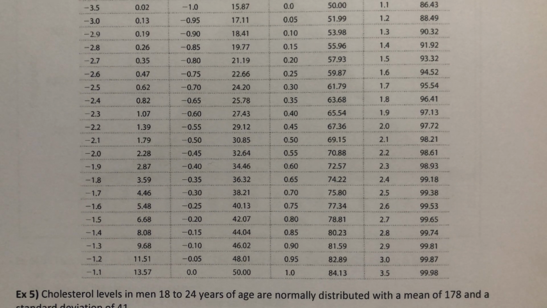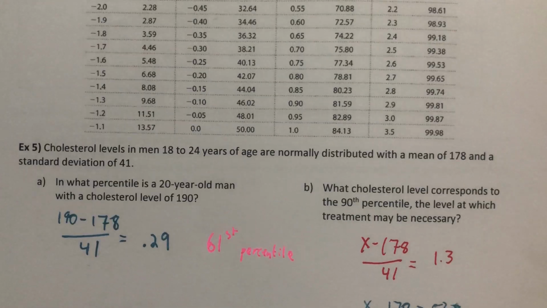So in this case, we're going to round this to 0.3, and if your z-score is 0.3, you fall into the 61st percentile. So in this case, you are in the 61st percentile for cholesterol levels. And this is one of those cases where being in the higher realm is not a good thing.